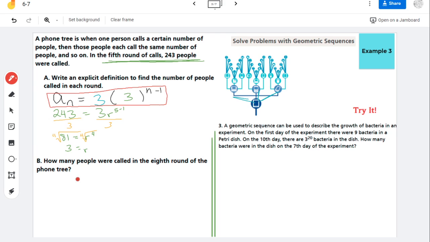Now they're asking if there's 8 rounds of phone calls, they want us to figure out how many people are being called. So in essence, what they're asking us to do is to find a sub 8. So everywhere where there's an n in the equation, I'm replacing it with an 8. So a sub 8 here is 3 times 3 to the 7th power. And if you pop that into a graphing calculator or Desmos, something like that, you should get 6,561 people being called.